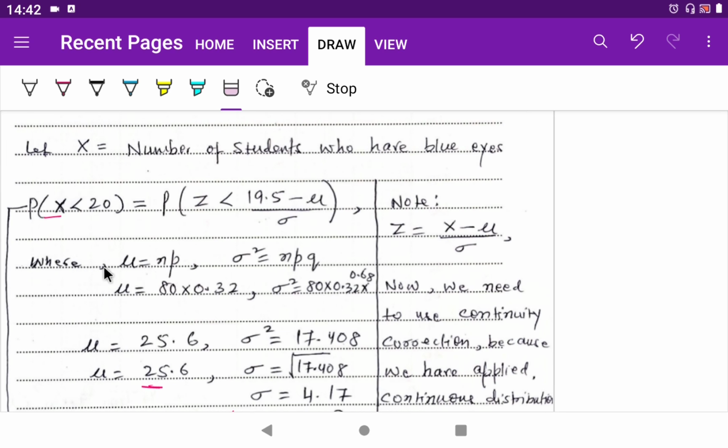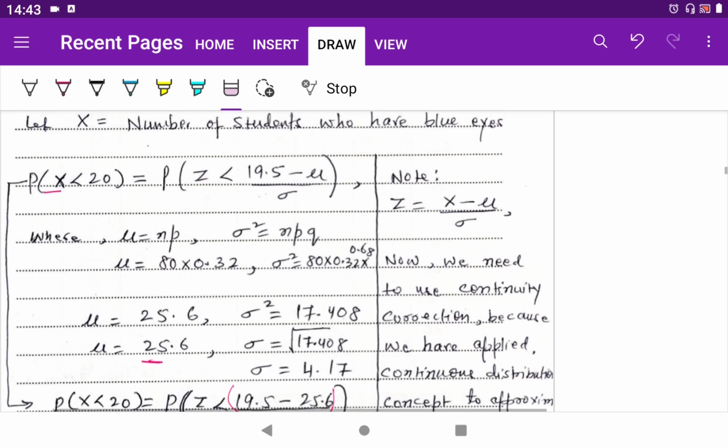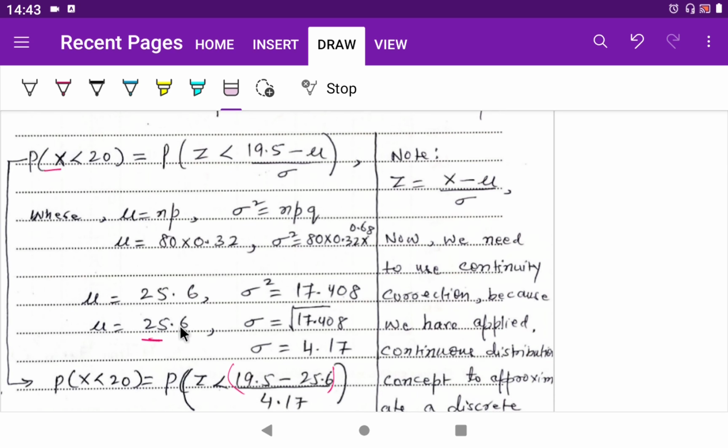So mu is n times p and sigma square is npq, but we need sigma only, so we take the square root of this to get sigma. After substituting the values, n is 80, p is 0.32 and q is 0.68, so we get 17.408, and after the square root we get sigma as 4.17 and mu as 25.6.